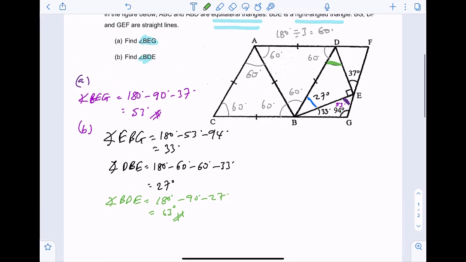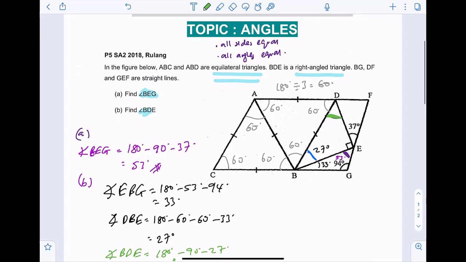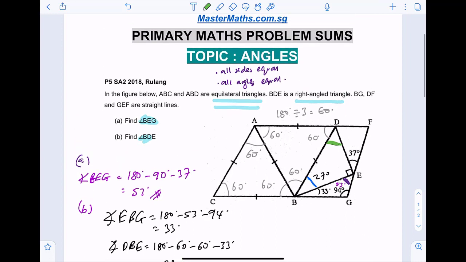Okay, so the key point to diagram questions, write whatever you can write on the diagram first. Okay, that will help you with more information. You can solve the questions quicker as well. Okay.